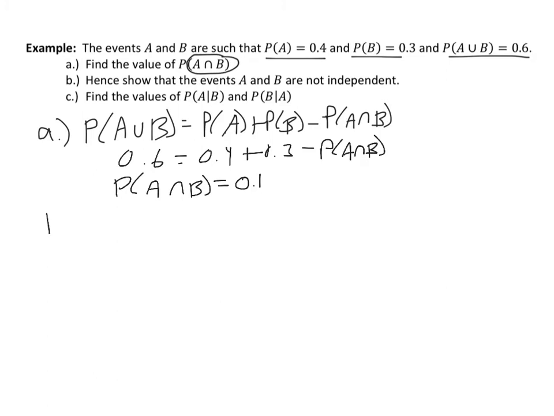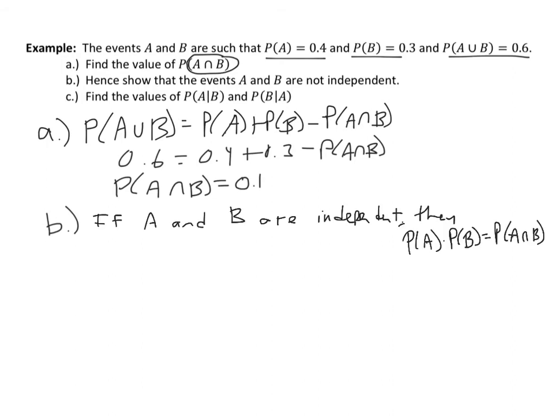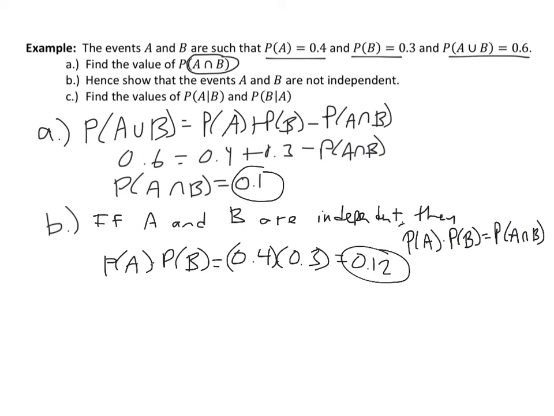Now part B asks us to show that these events are not independent. Now I might say something here that, remember, what does it mean if they're independent? If they're independent, it would mean that the probability of A times the probability of B would be the intersection. So let's go and check that out. The probability of A times the probability of B, these were both given to us in the problem. This would be 0.4 times 0.3, and those two things multiply together to be 0.12. These two things aren't the same, right? Therefore, A and B are not independent.